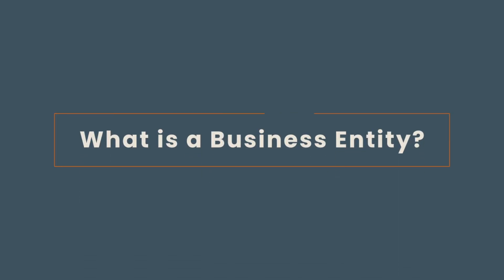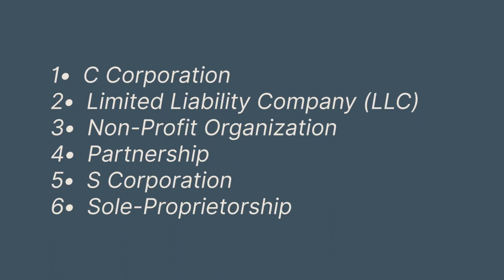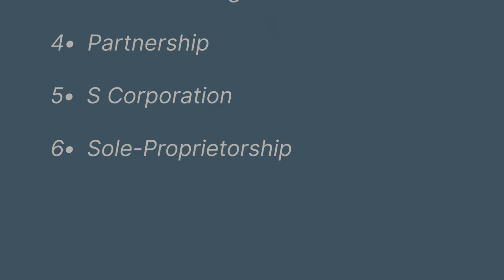What is a business entity? A business entity is a legally formed and registered organization that exists to operate a business. They're also sometimes referred to as business structures. If you're forming a business, there are 6 basic entity types to choose from: a corporation, a limited liability company or LLC, a nonprofit, a partnership, an S corporation, or a sole proprietorship.